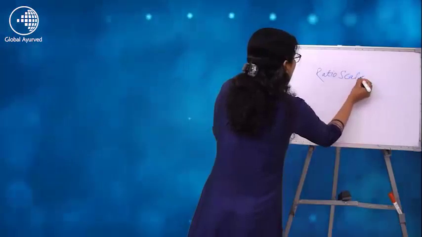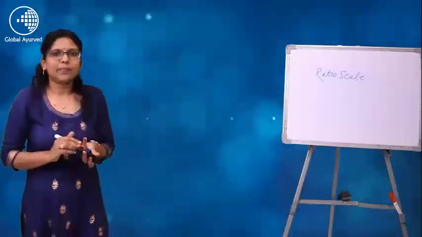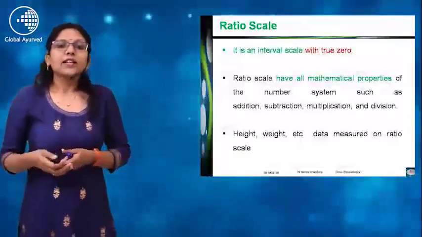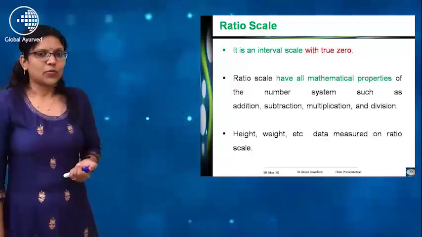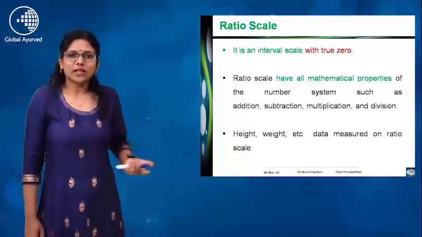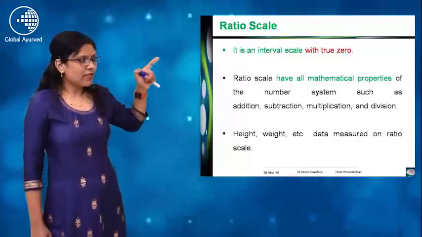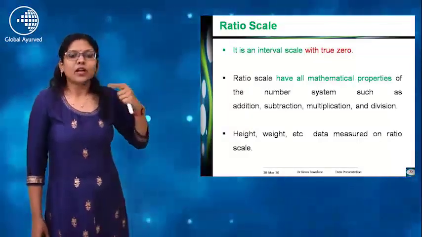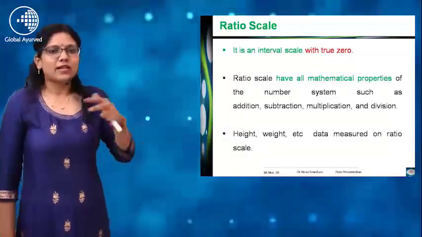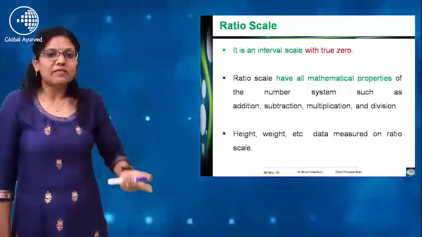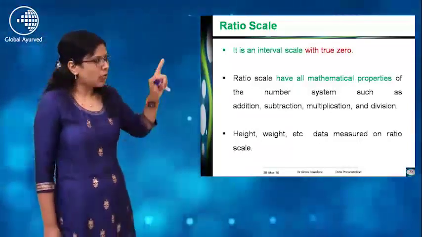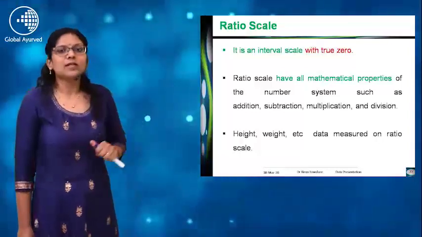This is the strongest measurement scale. It is an interval scale with true zero value. Ratio scale has all mathematical properties. It means if we get the continuous type of data, we can add, subtract, multiply, or divide it. So all mathematical properties we can apply with the help of this scale.